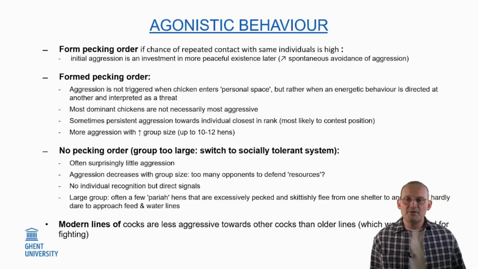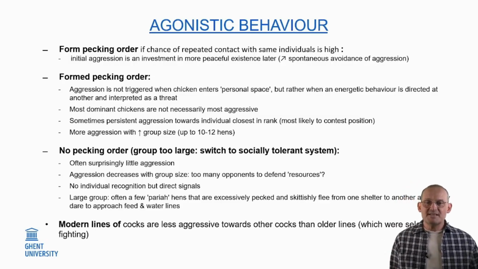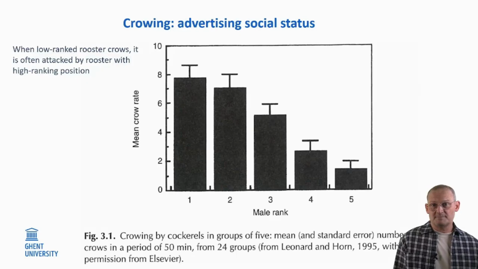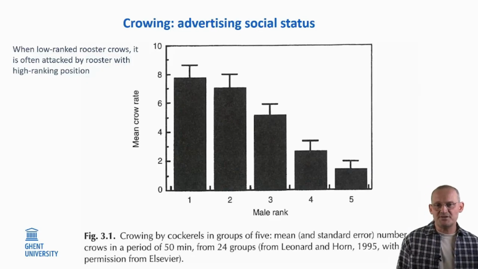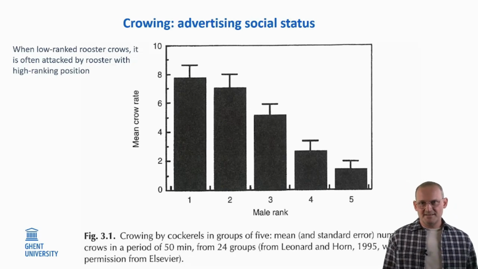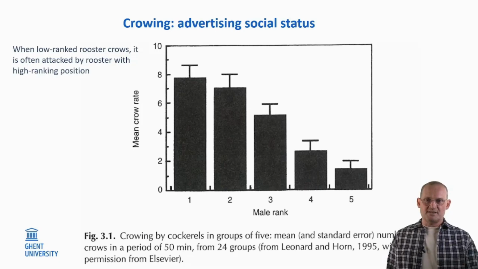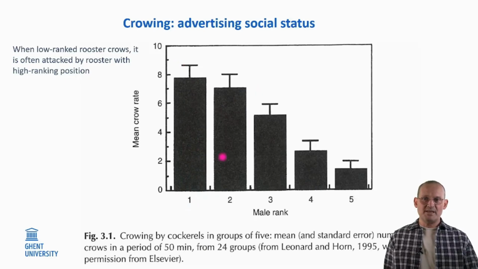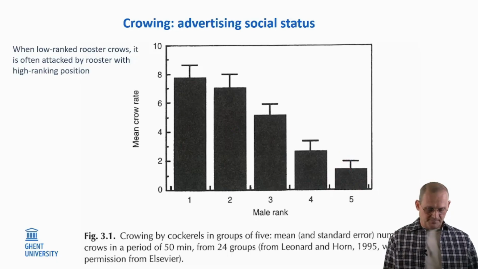You also see that modern breeds of cockerels tend to be less aggressive towards each other than older lines, and possibly that is related to the initial selection during their domestication exactly for cockfighting. And this is an illustration of a study that showed that it's the more dominant ones, like the highest-ranking one here, that show more crowing behavior compared to the lower ones in the rank. And if a lower-ranking one does dare to crow, it will often be attacked by a more dominant rooster.